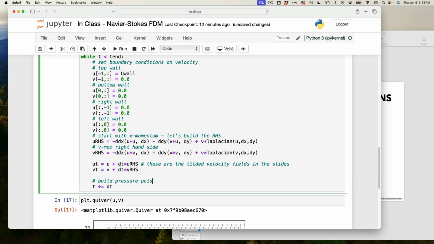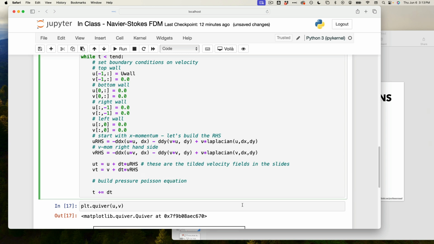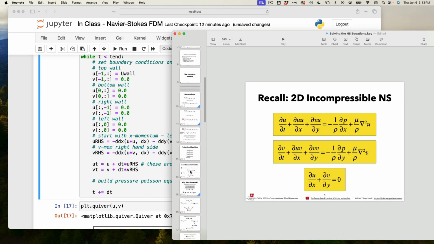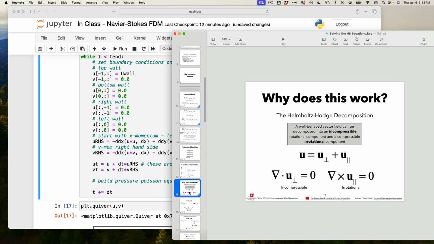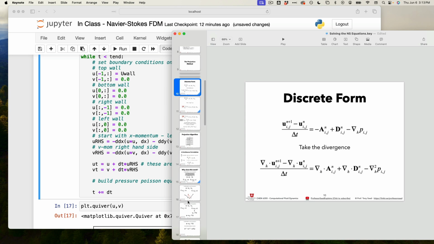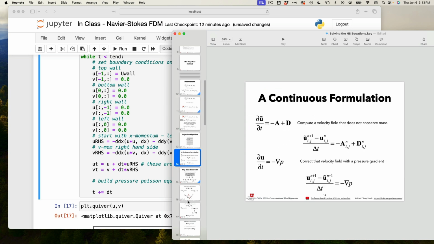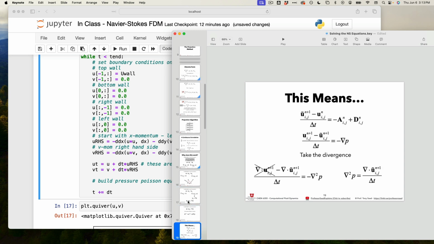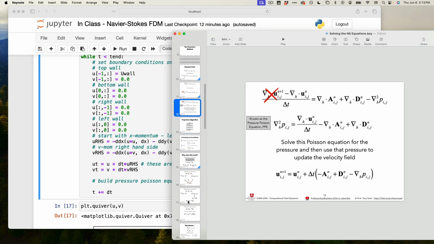Build pressure Poisson equation. All right. So for the Poisson equation, I need the right-hand side of the Poisson equation, and I need a Poisson solver, all right? So if we go back now to the projection, I have all the ingredients that I need. Where is that formula for the pressure? Yeah, so I'm going to take this formula here. Okay. I have all the ingredients that I need.